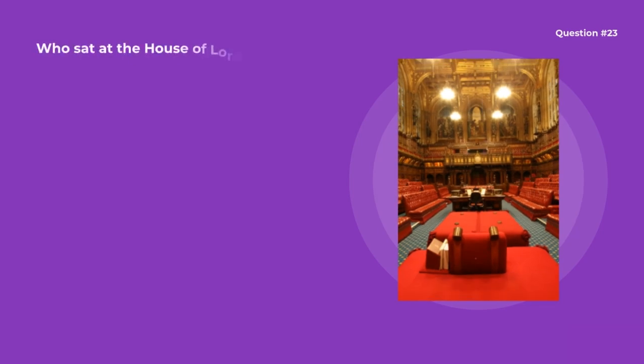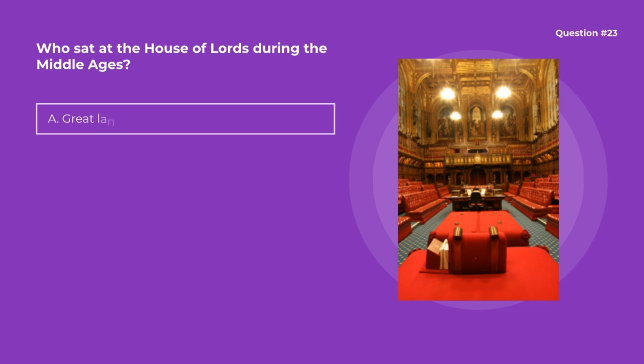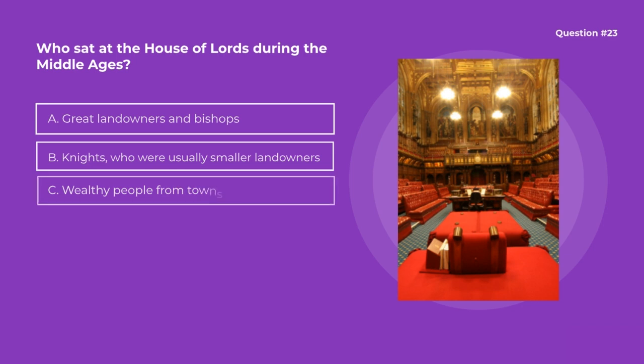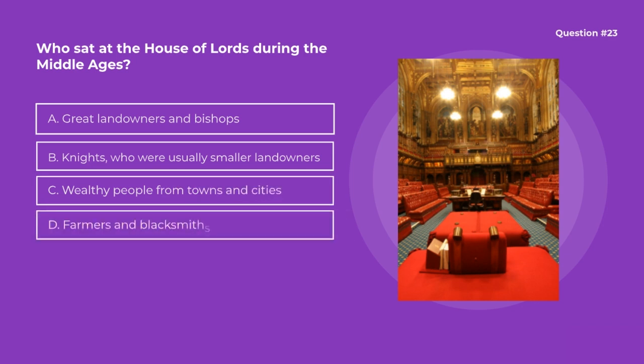Question number 23. Who sat at the House of Lords during the Middle Ages? Options are A. Great landowners and bishops, B. Knights, who are usually smaller landowners, C. Wealthy people from towns and cities, D. Farmers and blacksmiths. Correct option is A. Great landowners and bishops. They held hereditary and clerical positions in the House of Lords.